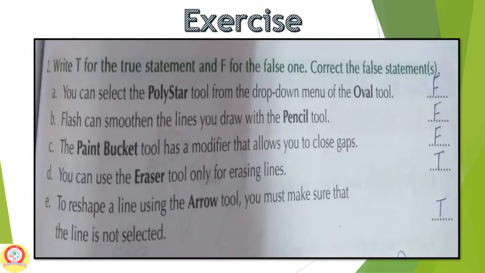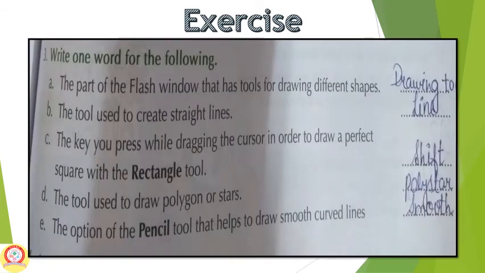Now let's do question number 2. Write T for the true statement and F for the false one. A. You can select the Polystar tool from the drop down menu of the Oval tool. False. B. Flash can smoothen the lines you draw with the Pencil tool. False. C. The Paint Bucket tool has a modifier that allows you to close gaps. False. D. You can use the Eraser tool only for erasing lines. True. E. To reshape a line using the Arrow tool, you must make sure that the line is not selected. That is true.